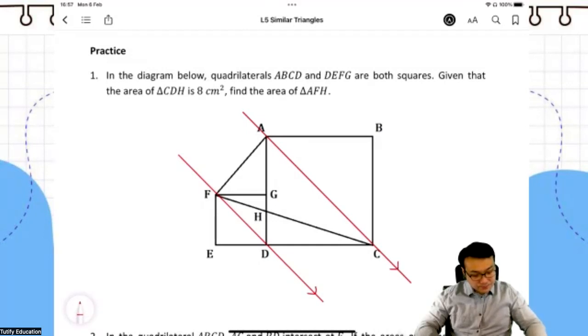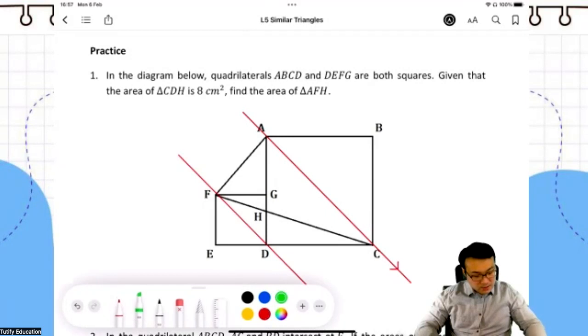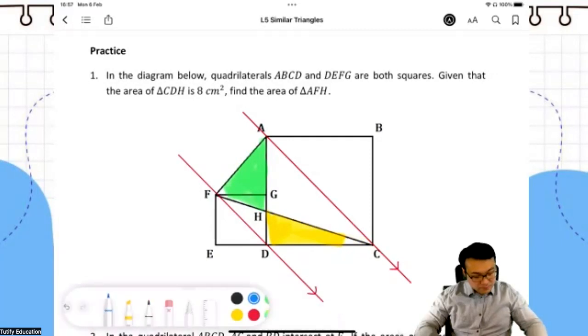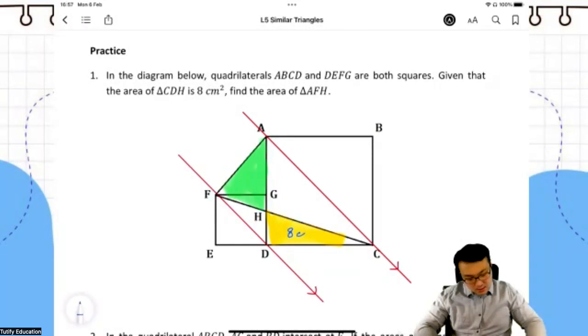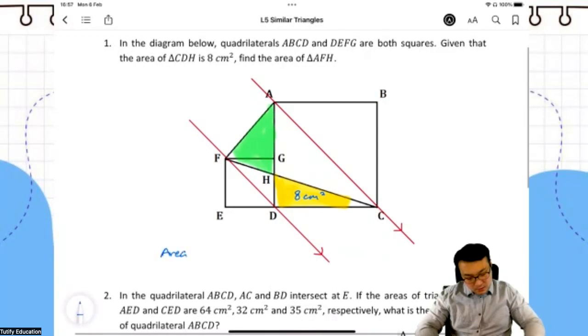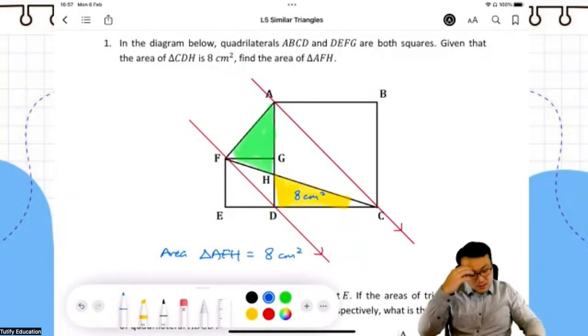Now, where's your butterfly? Your butterfly wings are here. One green wing and one yellow wing. Okay? So that's your butterfly. So now that the question is already telling you that the yellow wing is 8, then what's the area of the green wing? So the area of triangle AFH is the same as the CDH, 8 cm square.